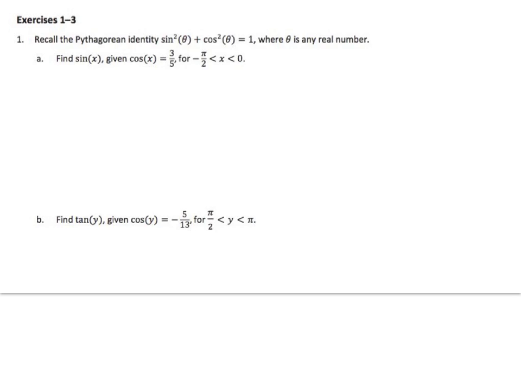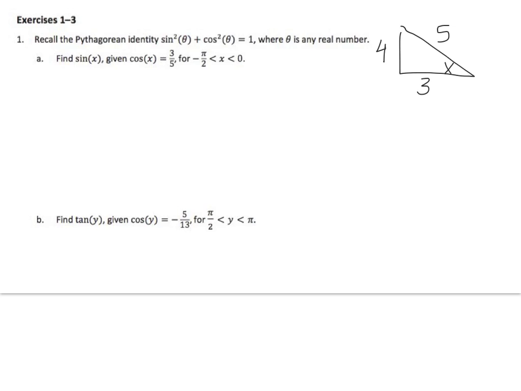The first time I went to do this problem, I started drawing myself an awesome triangle and saying, okay, if this is x, cosine is adjacent over hypotenuse. Pythagorean theorem makes this side 4. I can go ahead and solve it, but that's not what we're going for. So pause on that and let's use our identity to figure it out, because that's what we're here to do, right? That's what we're learning.